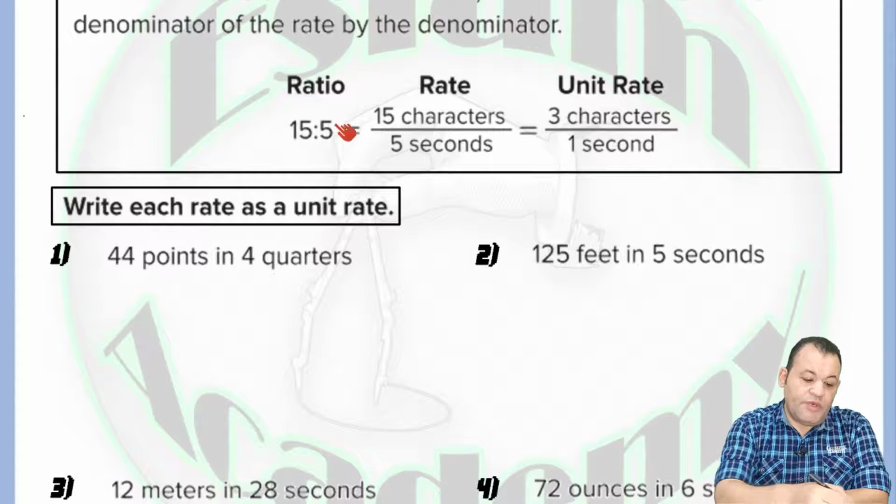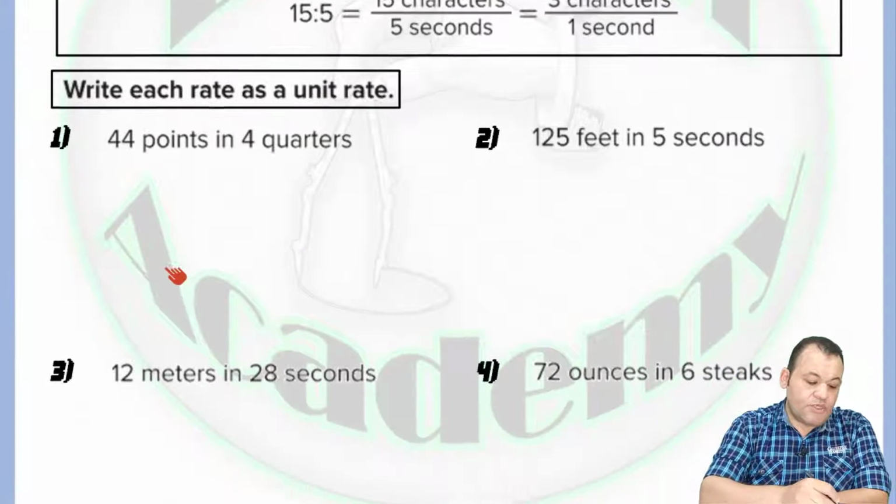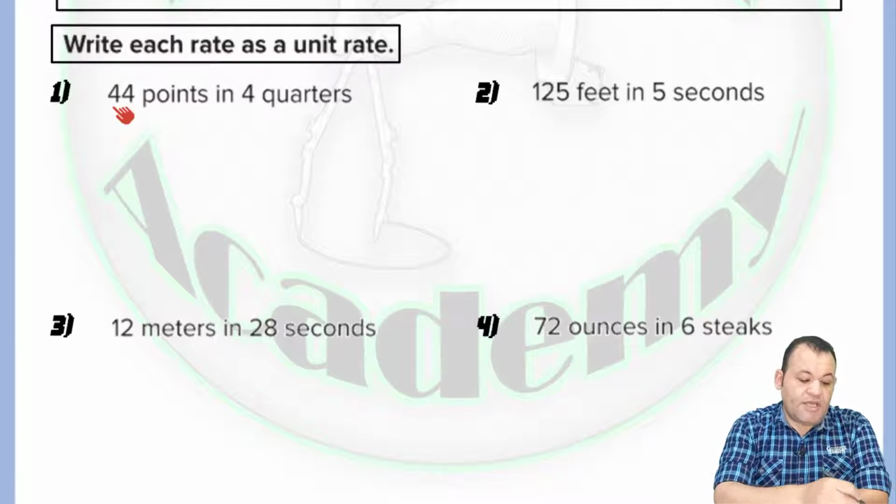So for the difference between them, if we set the ratio, we compare number to number, 15 to 5. But if you need to talk about rate, it will be 15 characters in 5 seconds. We compare the number of characters to the seconds. But for the unit rate, you need to make the denominator equal 1. So for question number 1, write each rate as a unit rate.